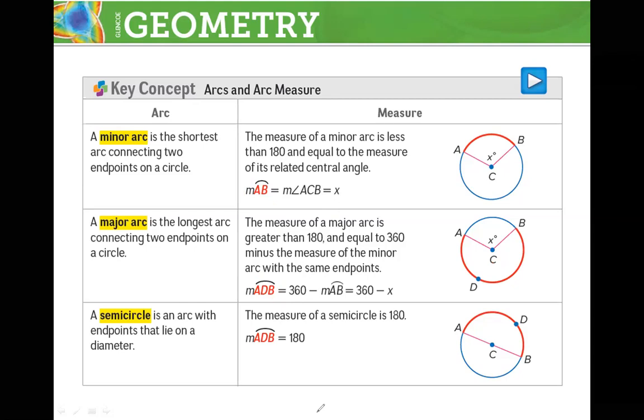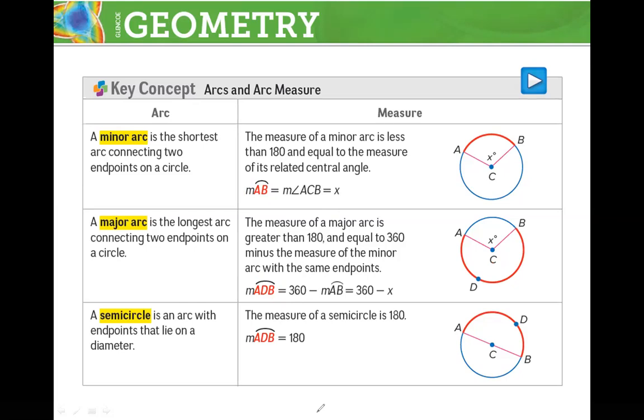Abdullah Al-Gurney, can you complete the third definition, please? Semicircle. A semicircle is an arc with endpoints that lie on a diameter. So the measure of the semicircle? The measure of a semicircle is 180. Measure of the arc ADB equals 180.